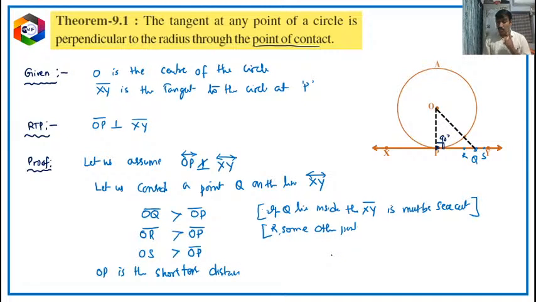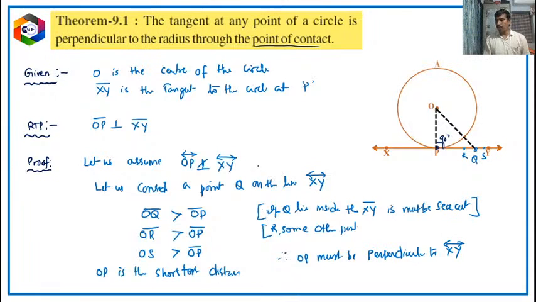Shortest distance is only perpendicular to the line. ఎప్పుడు కూడా షార్టెస్ట్ డిస్టెన్సే పర్పెండిక్యులర్ గా ఉంటుంది. Therefore అంటే OP షార్టెస్ట్ అయితే therefore OP must be perpendicular to the tangent XY. Observe children, here is a small point.